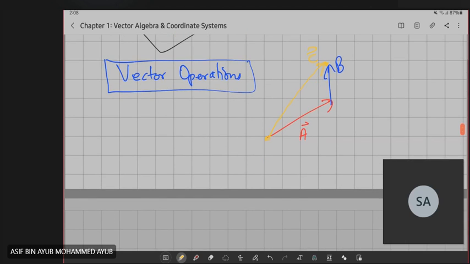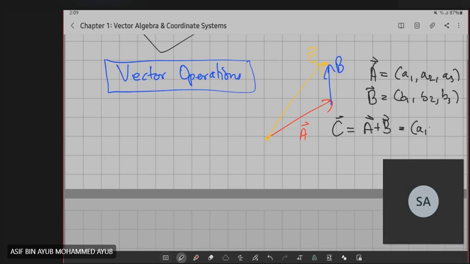Now, how do you know what C looks like in your coordinate system? What you do is you have A equals A1, A2, and A3, and B equals B1, B2, and B3. If you want to get C equals A plus B, you just add the components: A1 plus B1, A2 plus B2, and so on. You've probably seen this before.